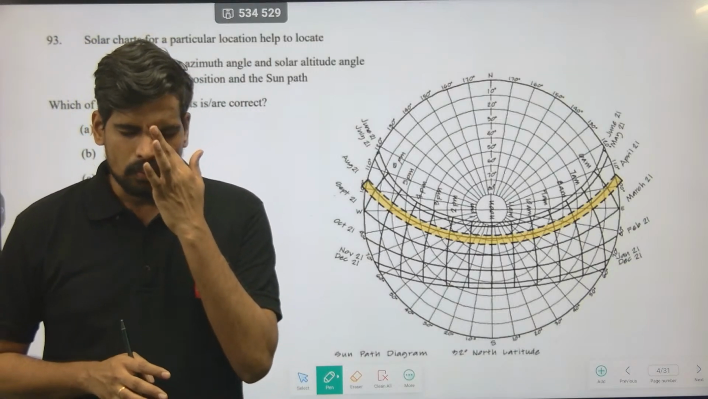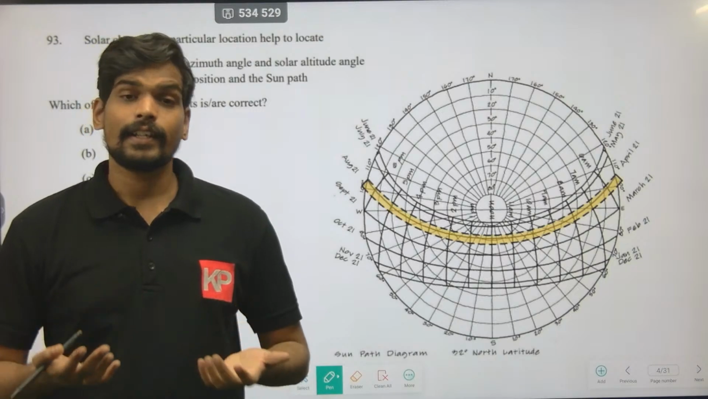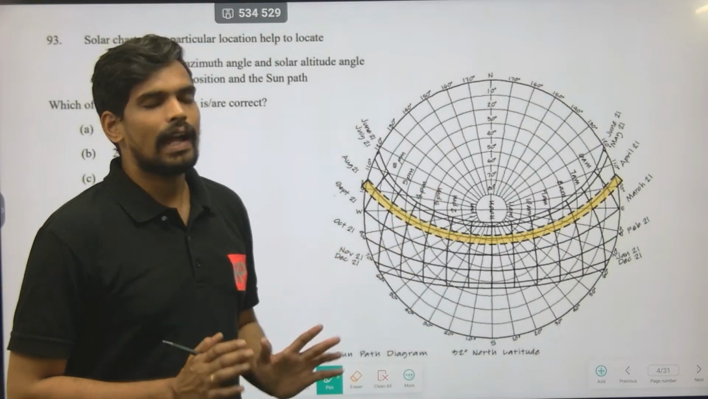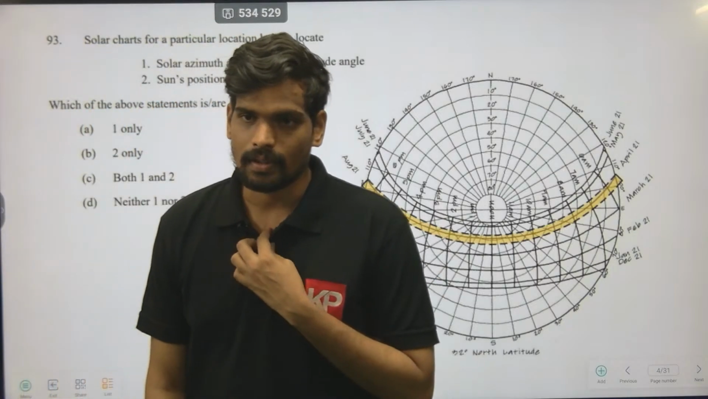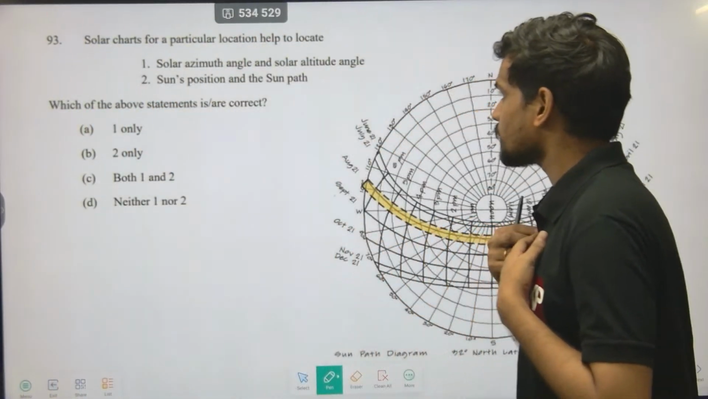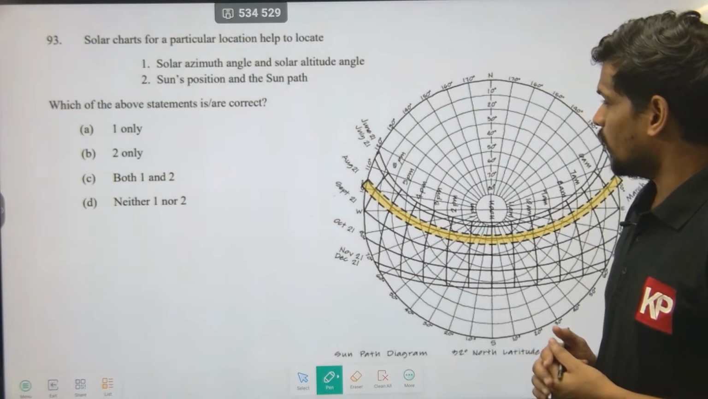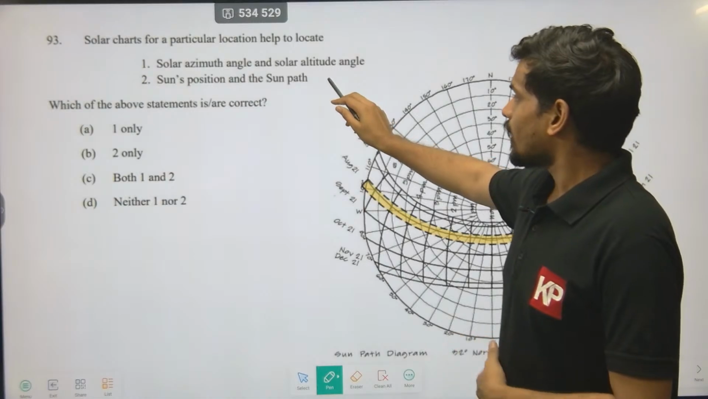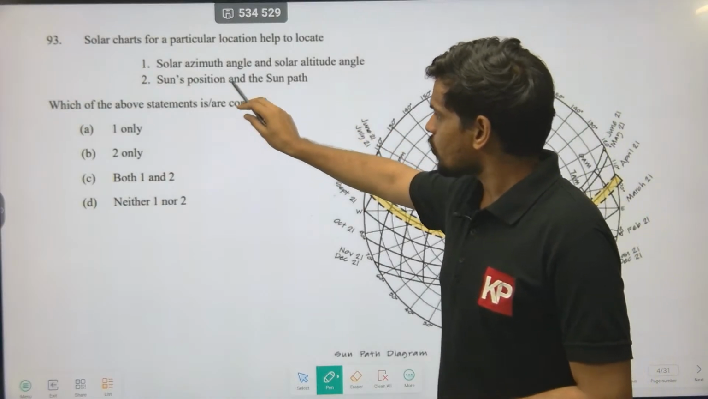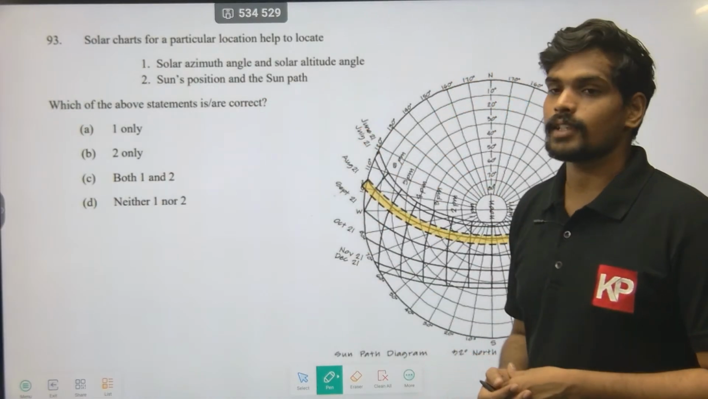For example, Delhi is located on 28° north latitude, so for that, you will have a separate solar chart diagram. This is a solar chart diagram for 32° north latitude. So the question here is, solar chart of a location helps to locate. They gave 2 points: solar azimuth angle and solar altitude angle, and sun's position on the sun path. Which of the statements are correct?